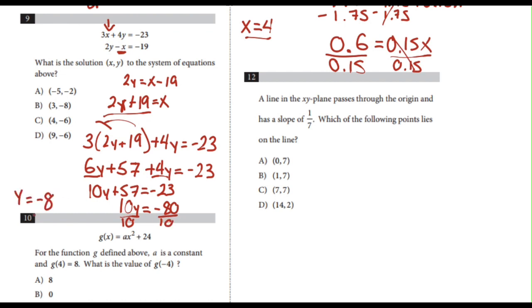Sometimes system of equations questions will ask you for the x value. In that case, you can just plug in our y here and figure out what x is. But immediately we find that y equals negative 8, and there's only one answer choice that has a y value of negative 8, and that'll be answer choice B.